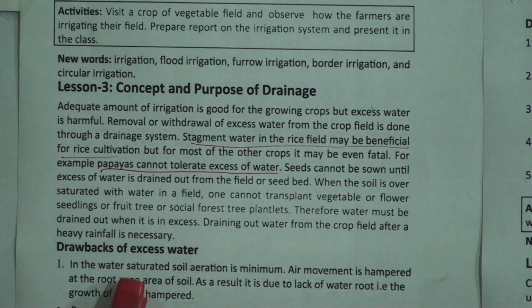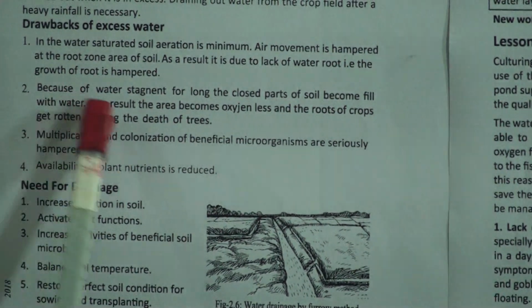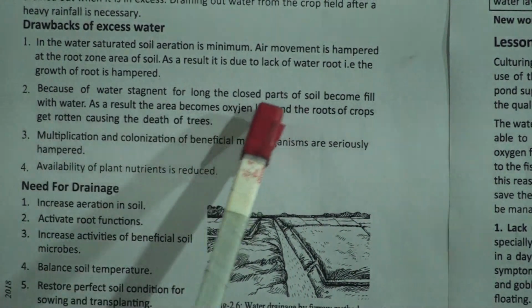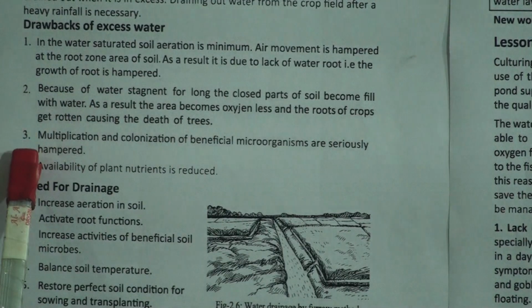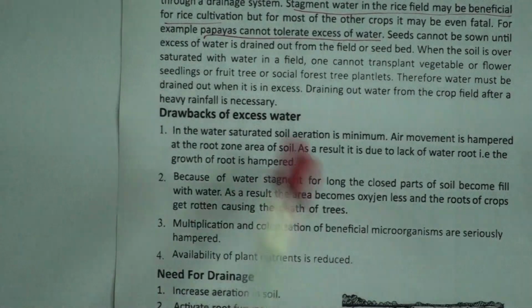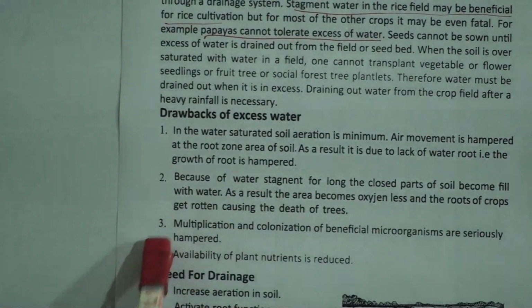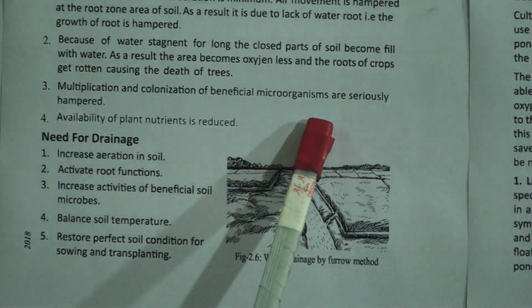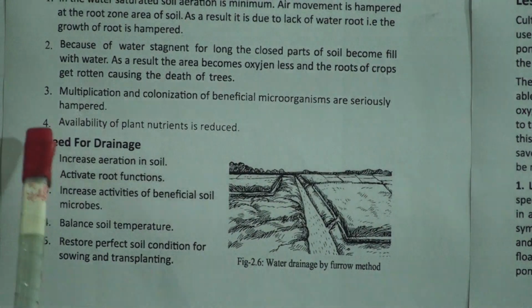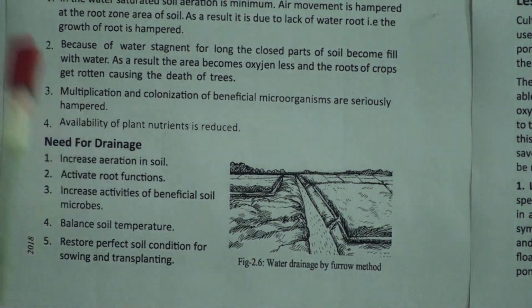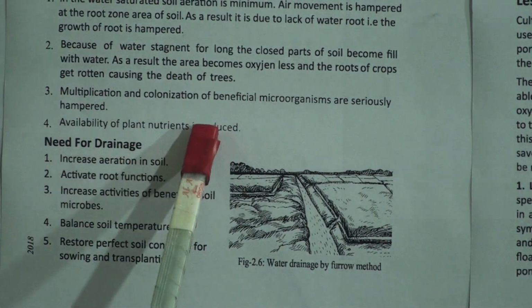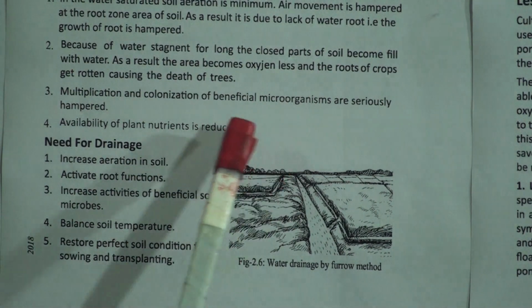Number 2. Because water is stagnant for long, the closed parts of soil become filled with water. As a result, the area becomes oxygenless and the roots of crops get rotten, causing the death of the trees. Number 3. Multiplication and colonization of beneficial microorganisms are seriously hampered. Number 4. Availability of plant nutrients is reduced.